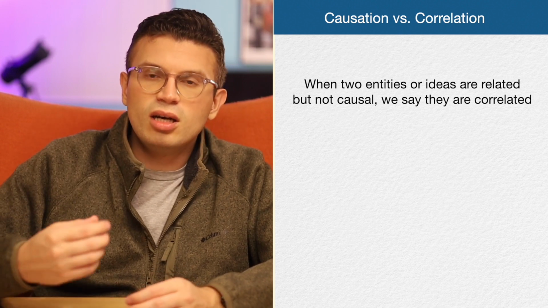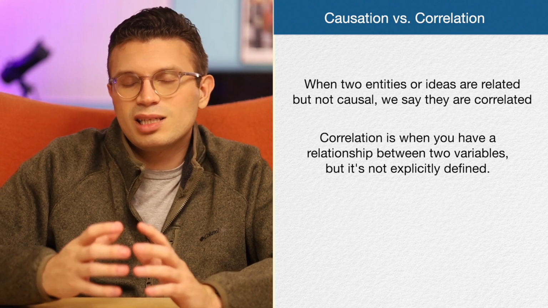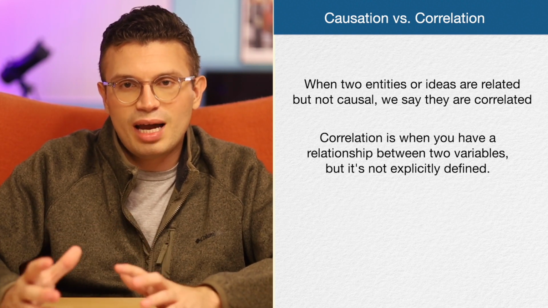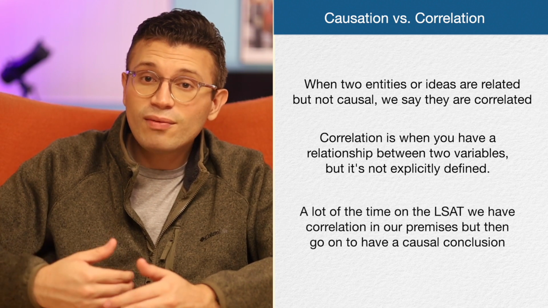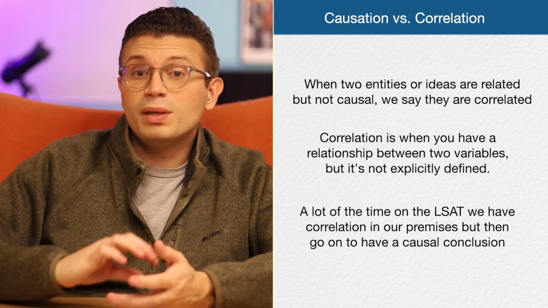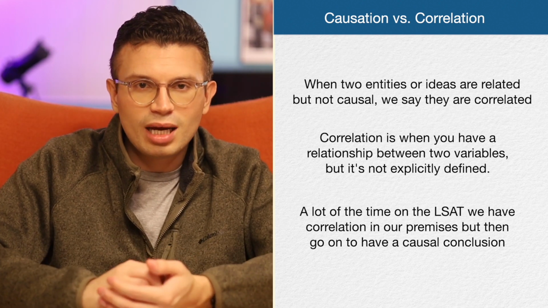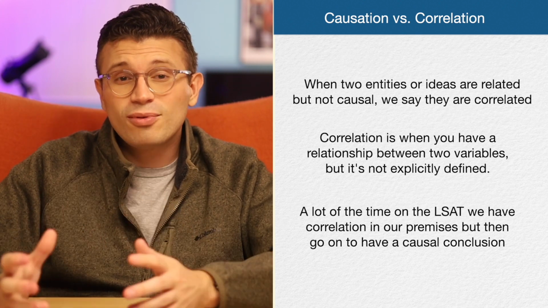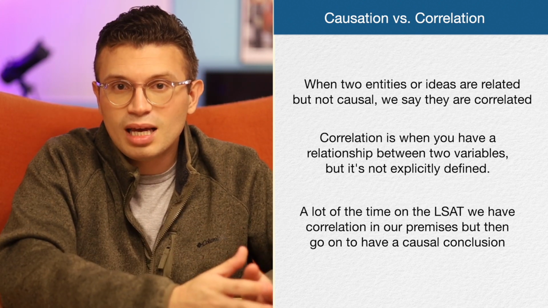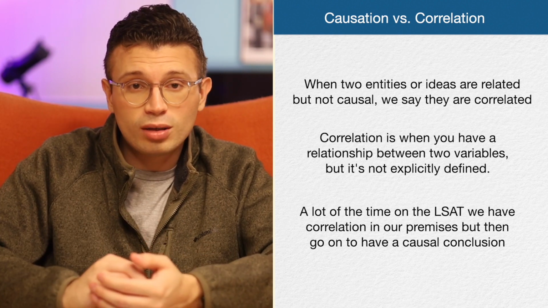More specifically, correlation is when you have a relationship between 2 variables, but it's not explicitly defined. That relationship is not defined as to what it is. A lot of the time on the LSAT, we have correlation in our premises, but then go on to have a causal conclusion. That is 100% not allowed, guys. I need you to be 100% aware of that. You can't have correlation presented to you in your premises and then have a causal conclusion. It's just not allowed. It's wrong.